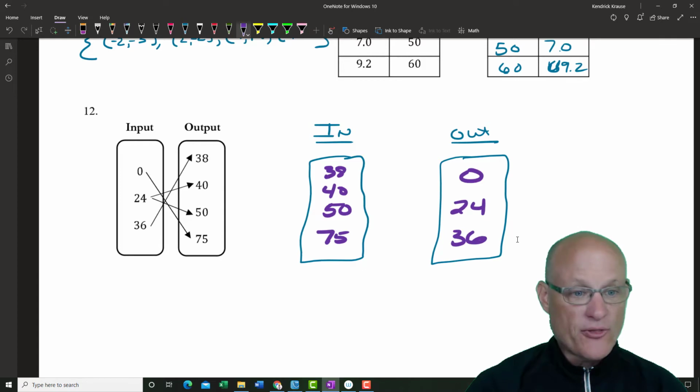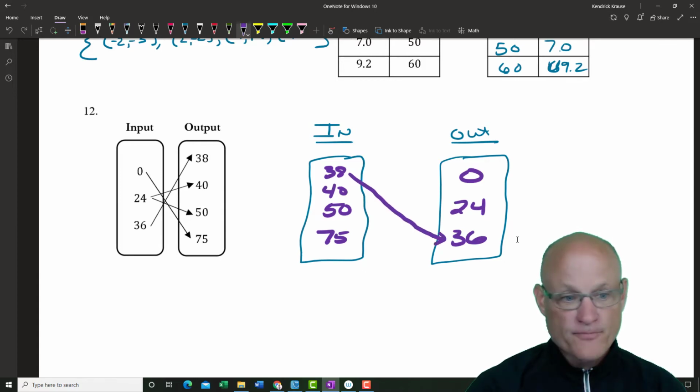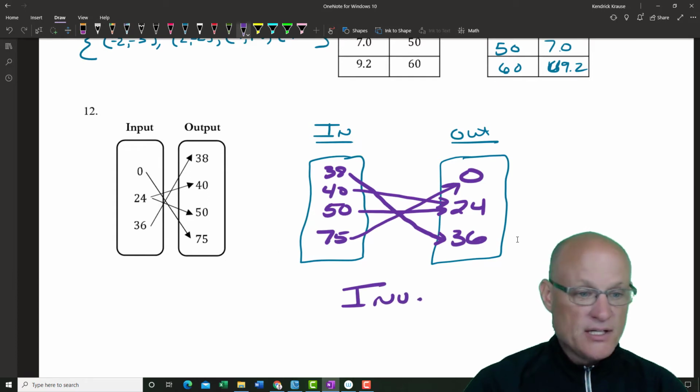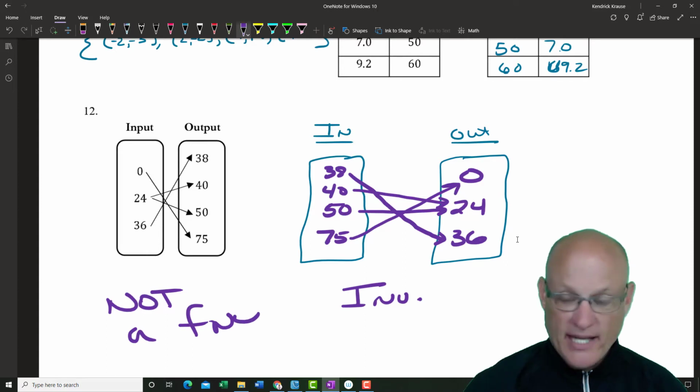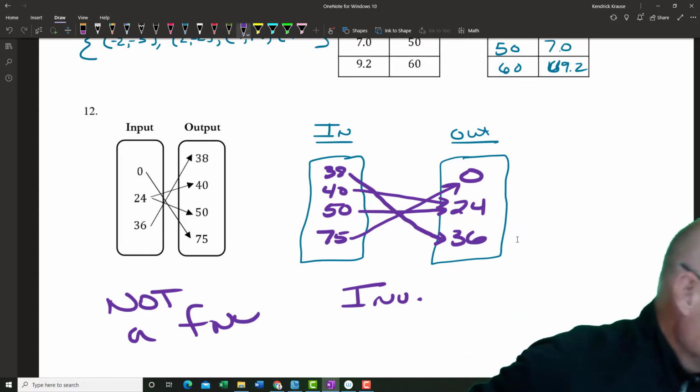And we just draw arrows. So the 38 came from the 36. So the 40 came from the 24. The 50 came from the 24. And the 75 came from the 0. That's it. This would be the inverse. This is not even a function. So it sure as heck can't be a one-to-one function. All right.